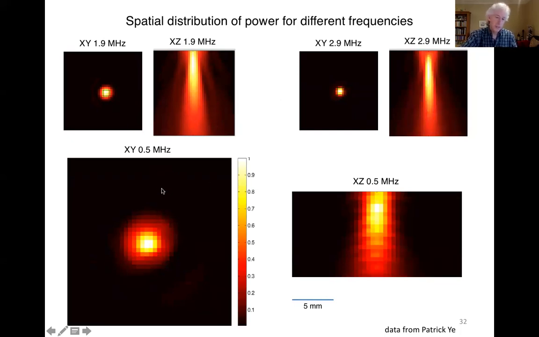It would be difficult to stimulate at half megahertz with a very small spot, but it would be more straightforward to stimulate with high frequencies with larger spots by choosing a less focused transducer. So the additional variable is that the size of stimulation may change with the acoustic frequency. Okay.